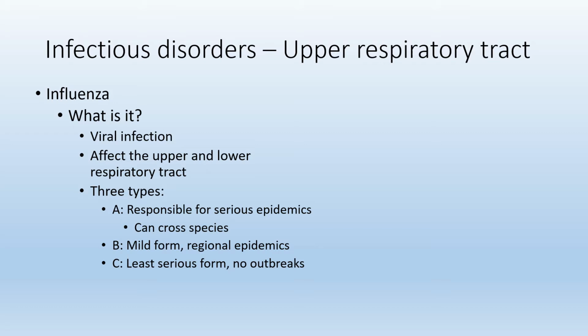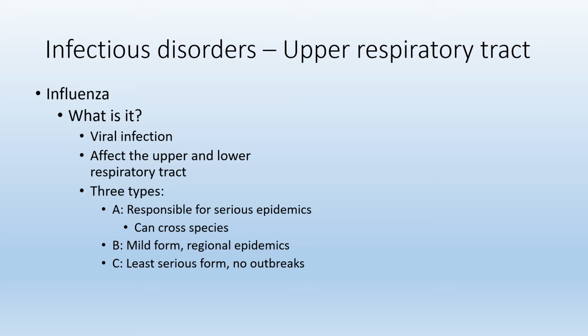And so for type A, we have the strain of influenza that can cause epidemics, meaning that the infection gets really, really bad and it spreads pretty easily. And actually, this can cross species, right? So we see this sometimes in ducks, and even in whales. And so those species can transfer the influenza virus, the type A.